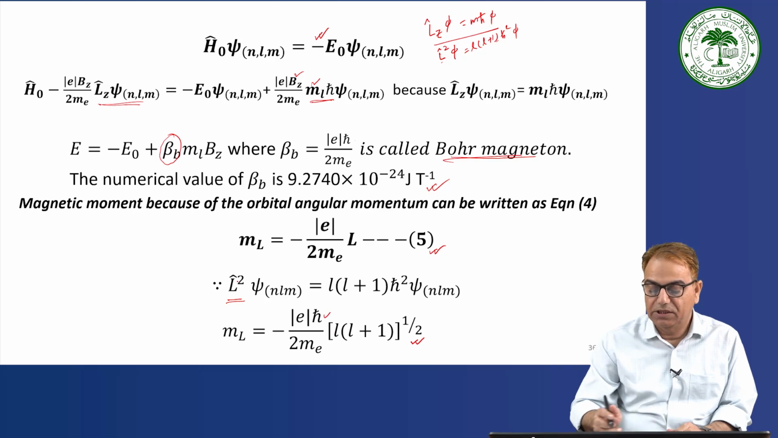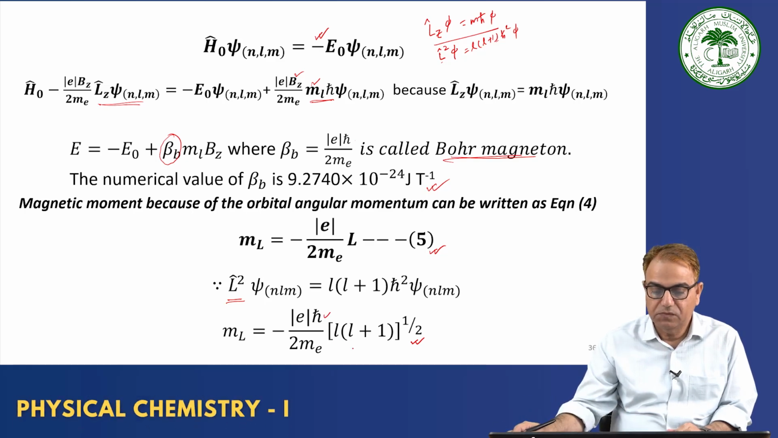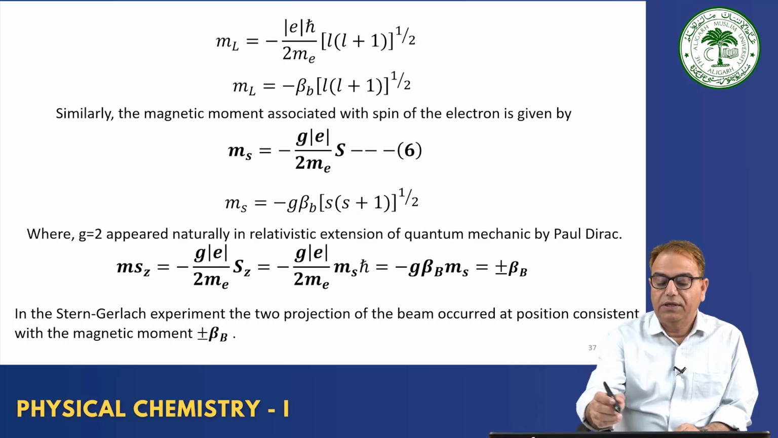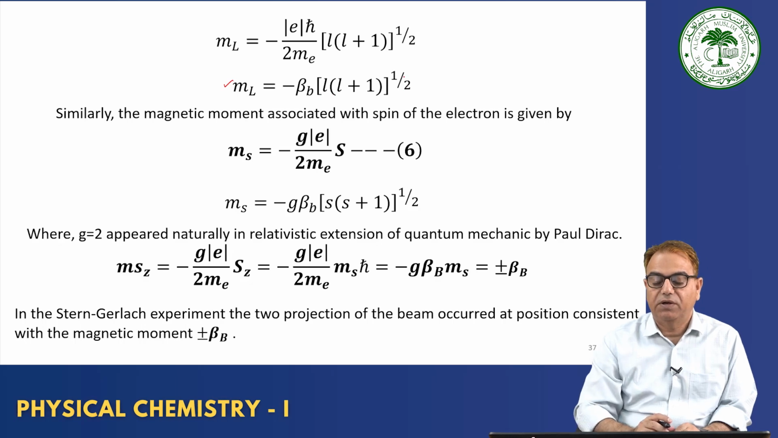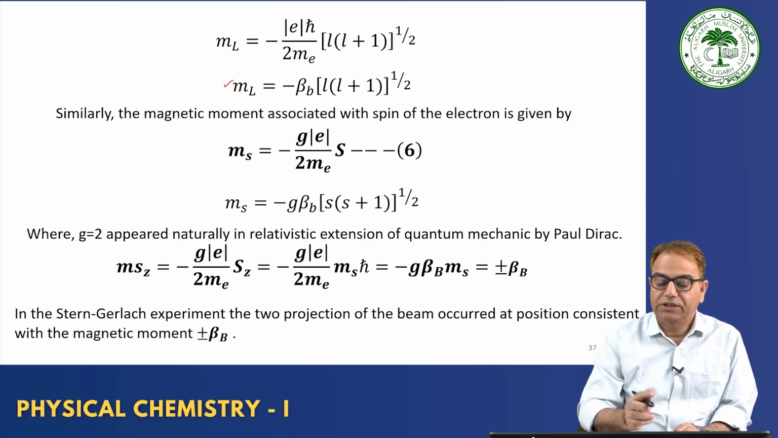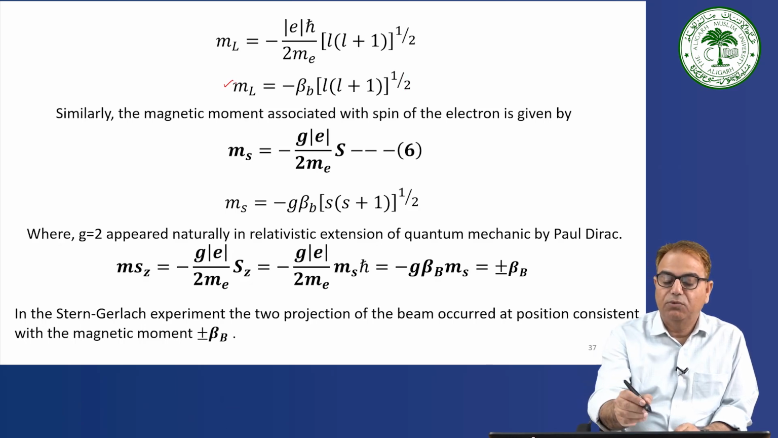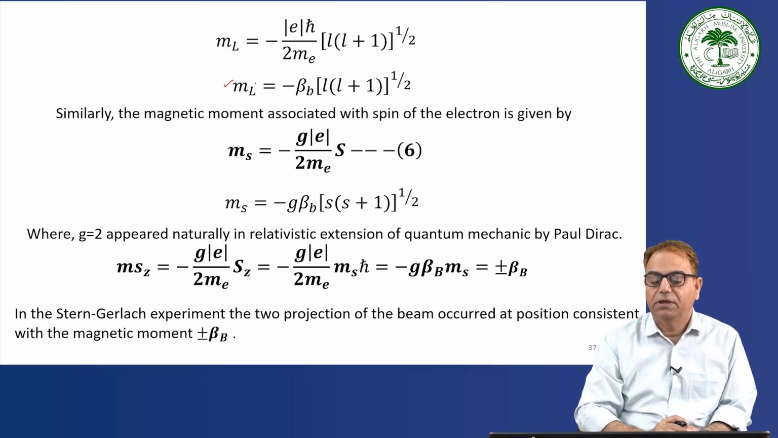From this equation we can write equation 5 like this. Now, if equation 5 is this one, then again the Bohr magneton can replace the quantity eħ/2m_e, and M_L becomes equal to minus Bohr magneton times [L(L plus 1)] raised to the power 1 by 2. So this is the magnetic moment because of the orbital motion.